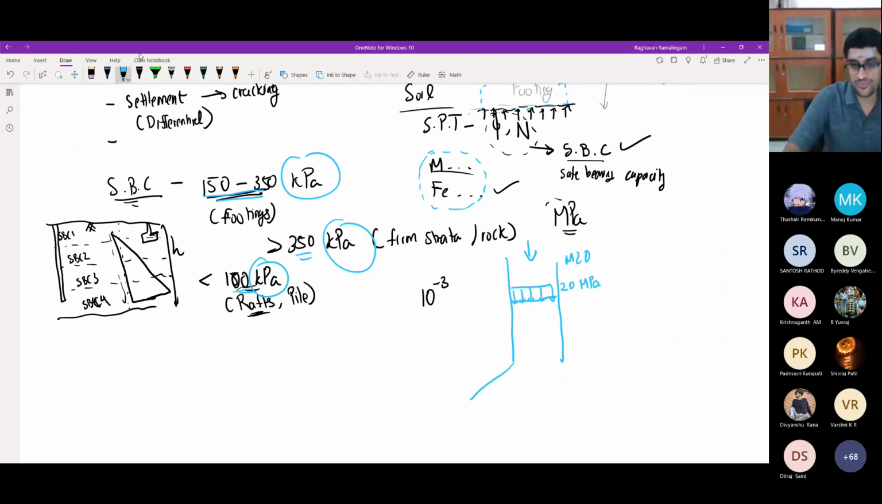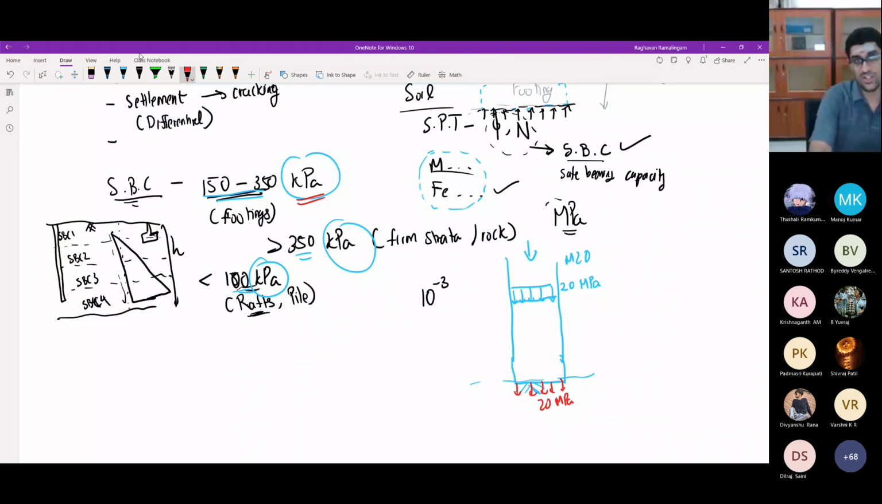So when you come to this footing, if I do something like this, I just take the column and rest it on the soil. If I do this, what happens is this soil will have to take 20 megapascals. This cannot be, and the safe bearing capacity of soil is maybe 100 or 200 kilopascals, which is far away from 20 megapascals.